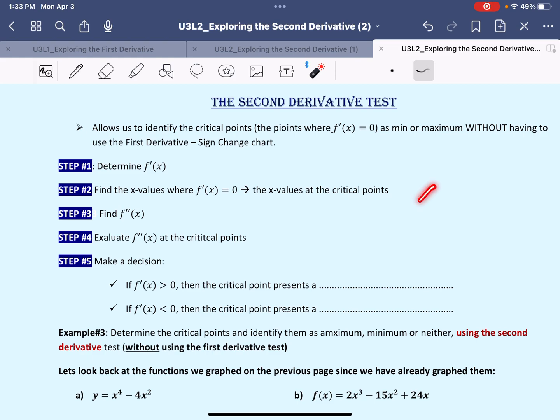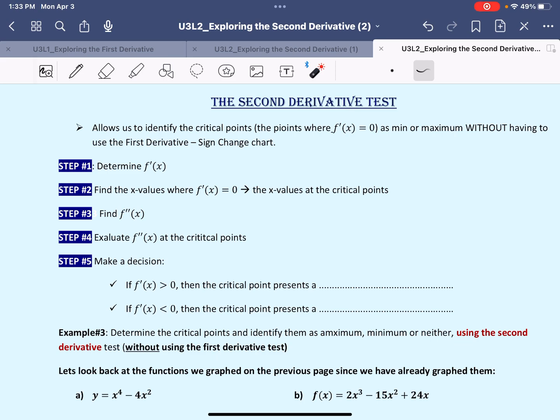And we don't want to use this first derivative test, the complicated chart, because true, it's not that difficult to build those charts in the examples we've seen so far, but as functions become more complicated, that can be quite a lot of work. And when we are interested in just finding the min or the max, we don't want to build complicated charts.